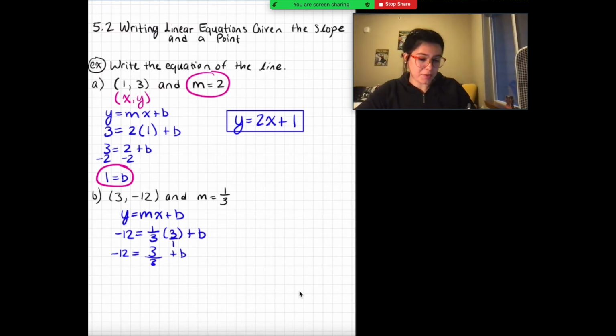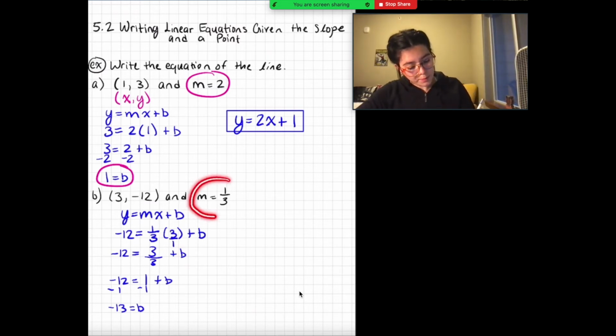Well, we have 3 divided by 3. And anything divided by itself is just 1. So we have negative 12 is equal to 1 plus b. Inverse operations, we have to subtract 1 from both sides. So we have negative 12 minus 1, which is negative 13, is b. So our slope is 1/3. Our y-intercept is negative 13. Plugging that into our slope-intercept form, we have y is 1/3 x minus 13.